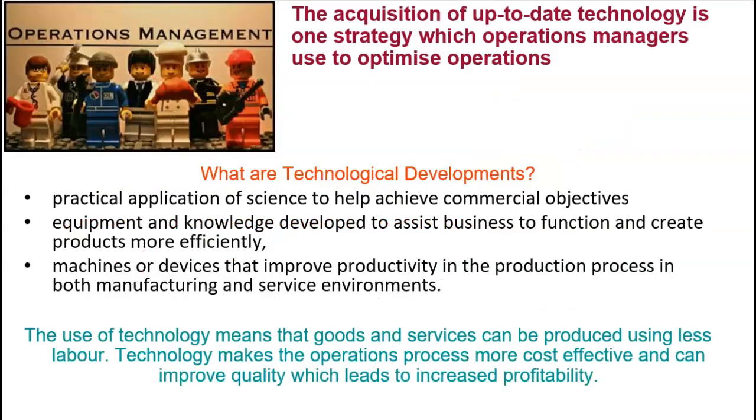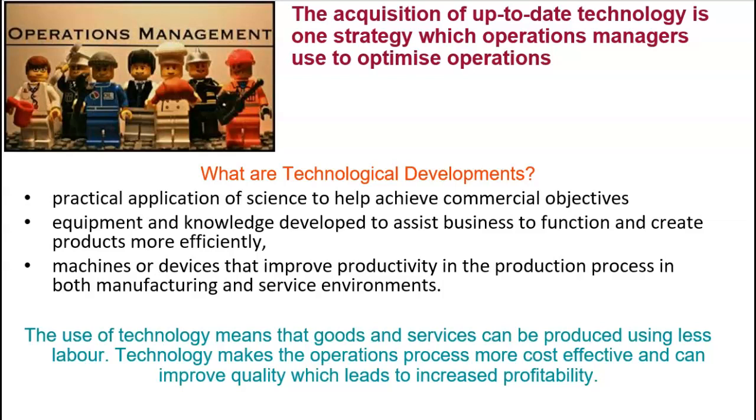So just to start, we look at what technological developments are. There won't be a question on this, but it's just to give you some background on the particular area that we're looking at before we actually go into the specific strategies. So we're looking at the practical application of science to help achieve commercial objectives. So it is science developing something in response to a problem in manufacturing to help achieve commercial objectives within an organisation. So it may be equipment or knowledge that's developed to assist business to function and create products more efficiently.